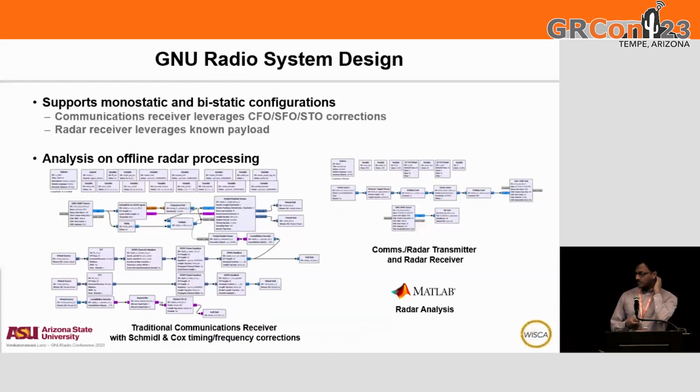And this is where we come to the GNU radio system design. Pretty much the system design is kind of off the shelf of whatever is there in the GNU radio tutorials. You end up having a comms link, which has both timing and frequency corrections to it, and then the radar / comms transmitter. Over there, we just put a custom payload and then expect it to observe something. So setting this up would probably take a day or two, and it wouldn't be too hard.